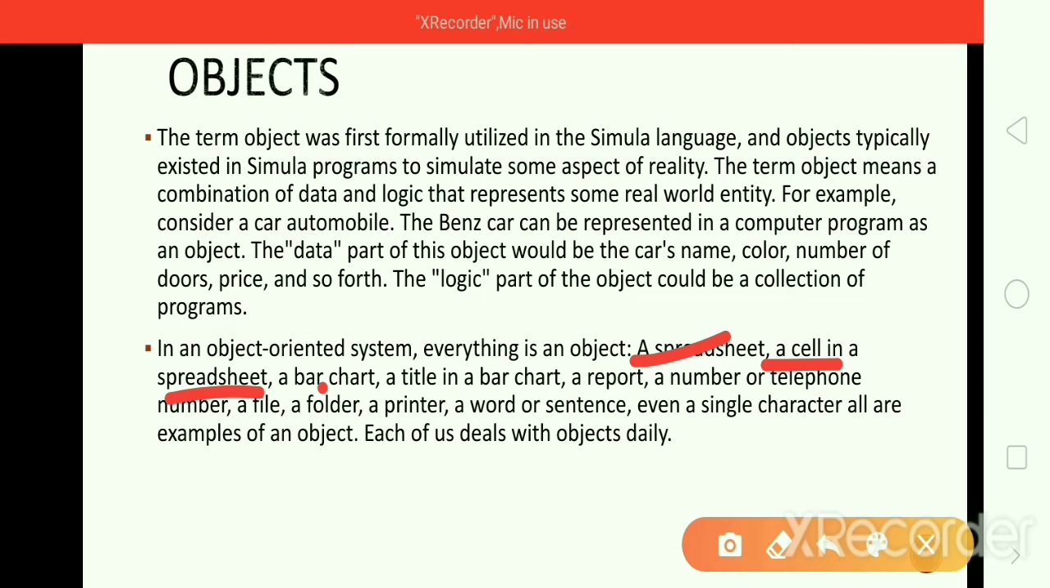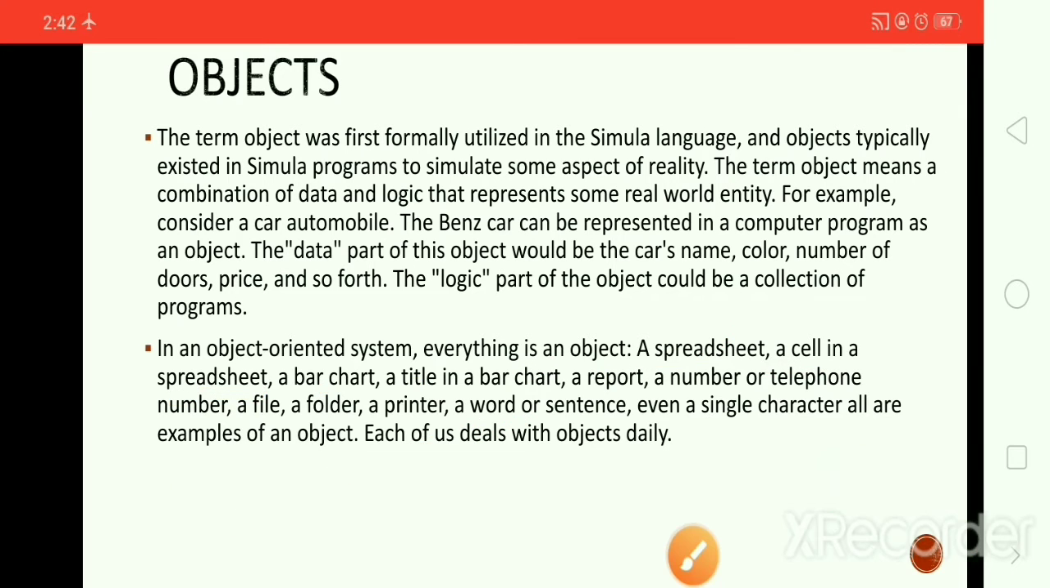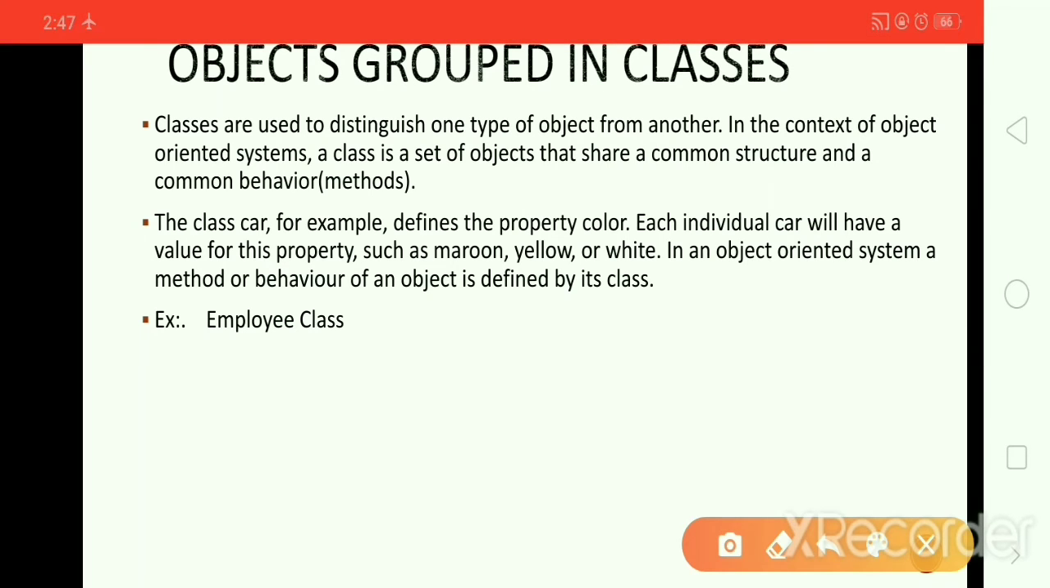Bar chart object, title in a bar chart, a report, a number, a telephone number, file, folder, printer, words, and everything is an object, guys. Even a single character is an example of an object. So each of us deals with objects daily. Now this is all about objects. Objects are grouped in classes. Classes are used to distinguish one type of object from another.